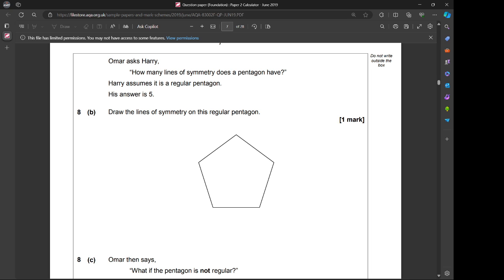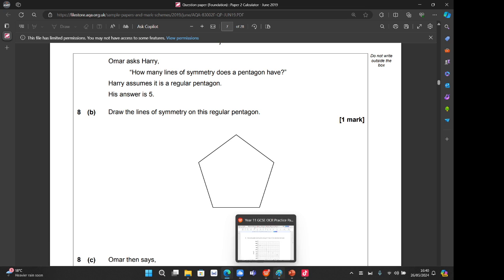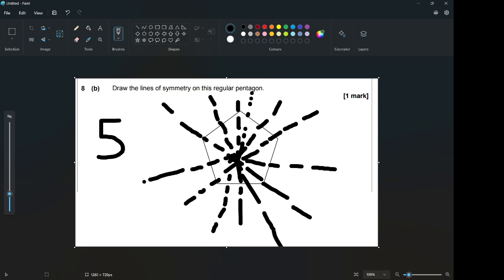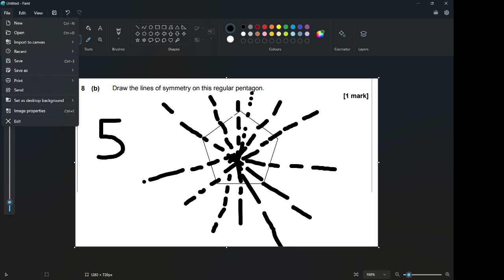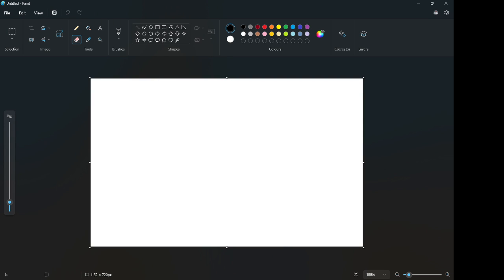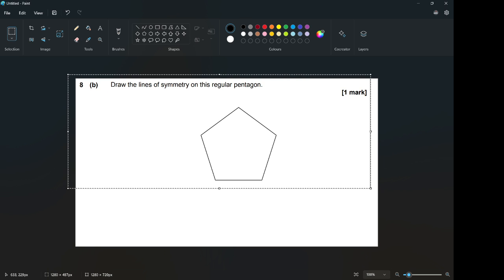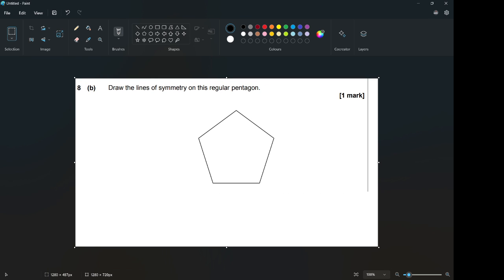I've drawn too many. Sorry. Let me just start again. Oh no, it's going to take forever to just copy. Let me just do a new one. Okay, let's just start again. So we've got one here, guys. There we go. So we've got one here. Two.